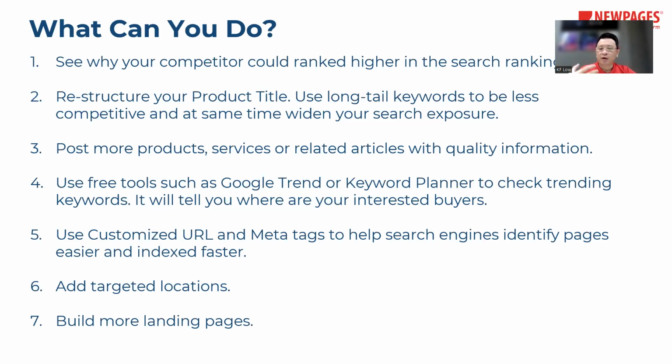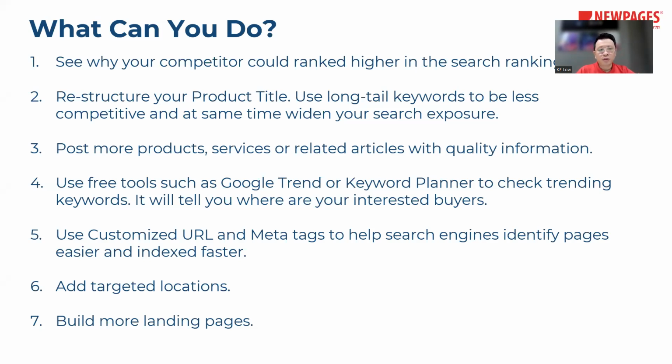Again, I've conducted one of my classes about Keyword Planner. You can check it out on our YouTube if you want to know how to use Keyword Planner to check on trending keywords. Like Google Trends, it will also tell you where your interested buyers are. Again, it's very useful if you are running ads. Then use customized URL or meta text to help search engines identify your page more easily and index it faster.